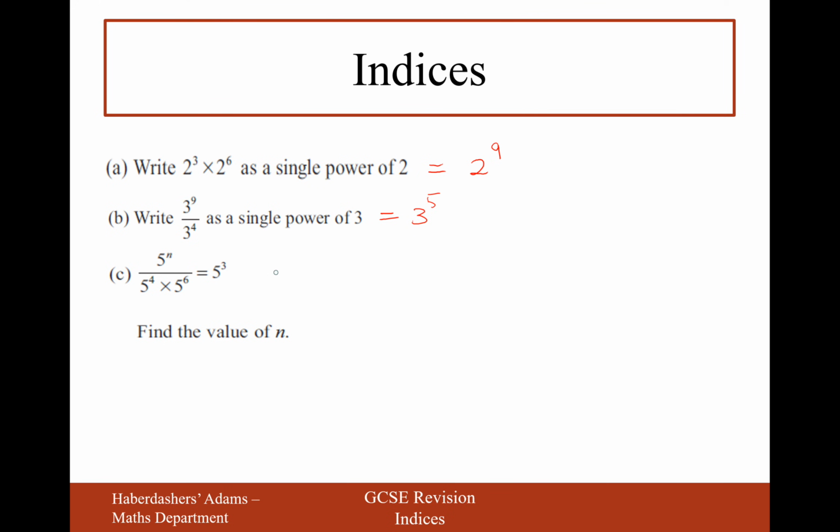And in the last one, let's simplify the denominator of this one. So it's 5 to the n over 5 to the 10. That equals 5 to the 3. So if we're subtracting in the indice here and the answer is 3, then n must equal 13, because 13 minus 10 will equal 3.